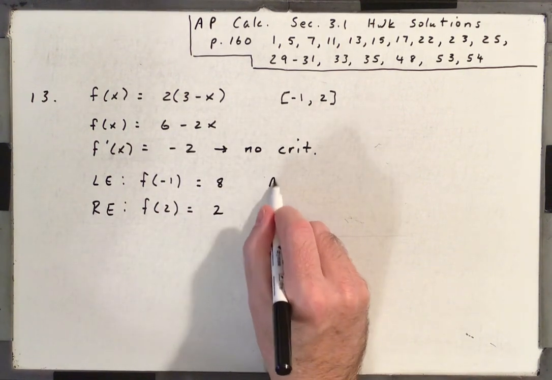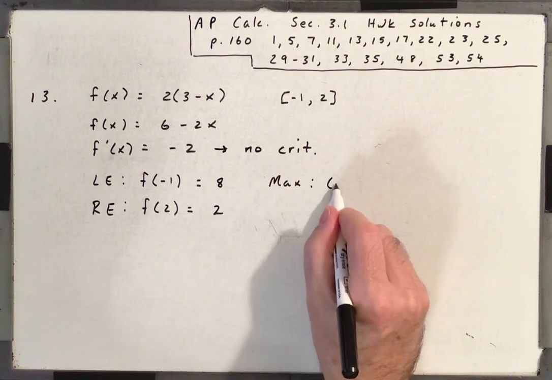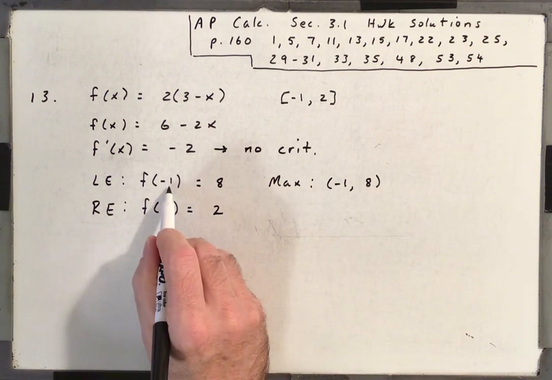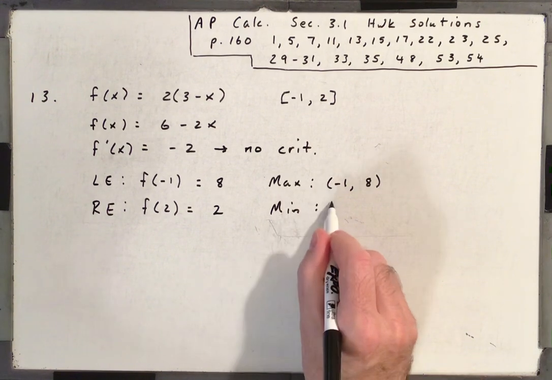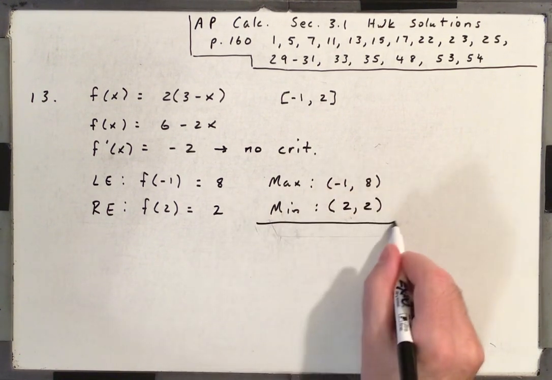So we have a max. Our largest y value occurs at -1, 8. Right? -1 is the x value, 8 is the y value, and then we have a min that occurs at 2, 2.